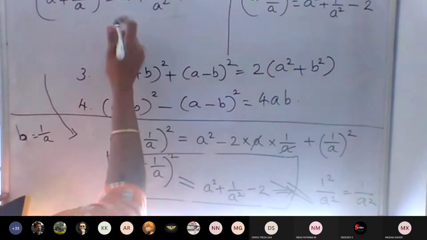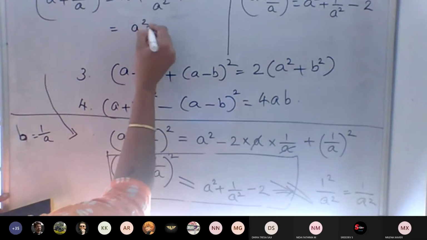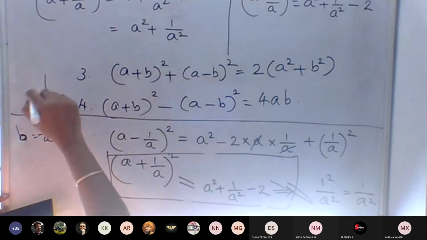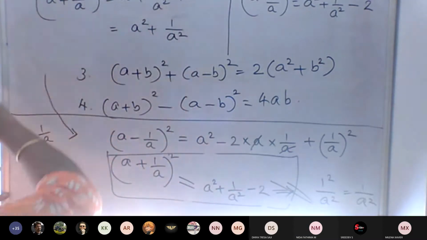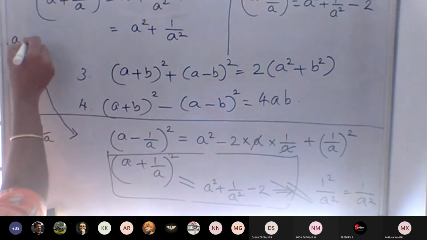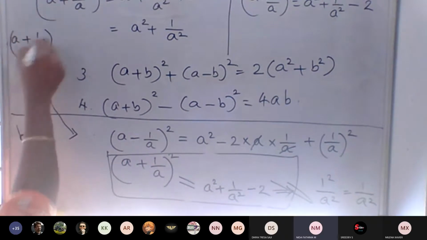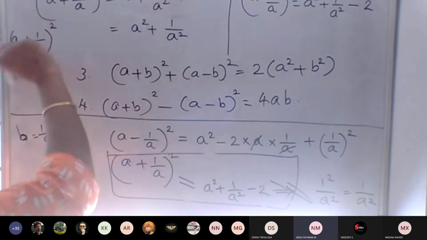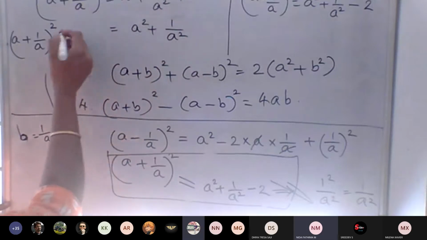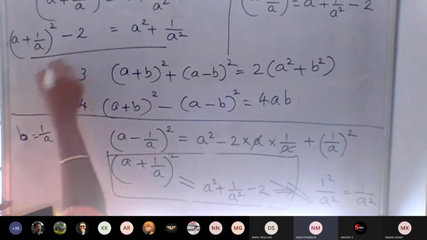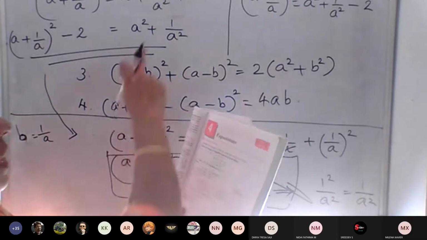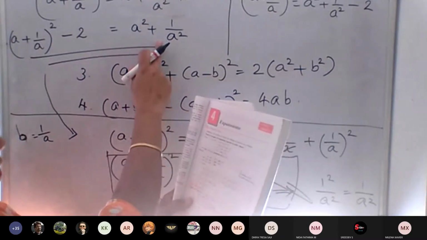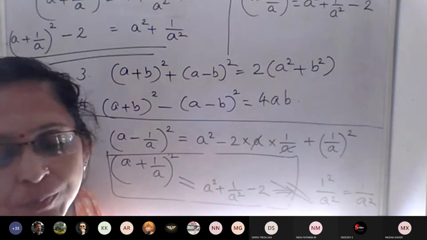A square plus 1 by A square. A square plus 1 by A square will be what? Tell me. A square plus 1 by A square, only on the right side. We can take this positive 2 to the left side. So it will become what? A plus 1 by A whole square minus 2. That is the next implies formula. Check it. From that formula we got which one? A square plus 1 by A square is equal to A plus 1 by A whole square minus 2. Understood?